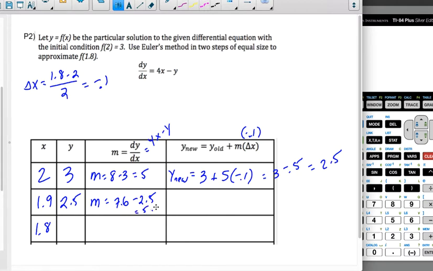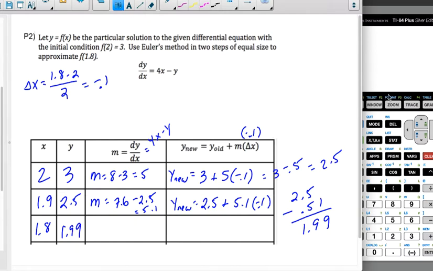So 5.1. So my new y is going to be a 2.5 plus a 5.1 times this negative 0.1. Now, negative 0.1 is not awful because it just moves the decimal place one, right? So this is a 2.5 minus a 0.51, right? So I'm pretty sure that we get 1.99, right? And if you need to use a calculator to double check, you certainly can. On an AP, you probably would not have that luxury, but all right. So we get that f of 1.8 is approximately 1.99.